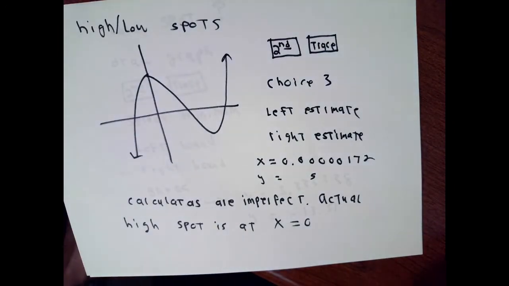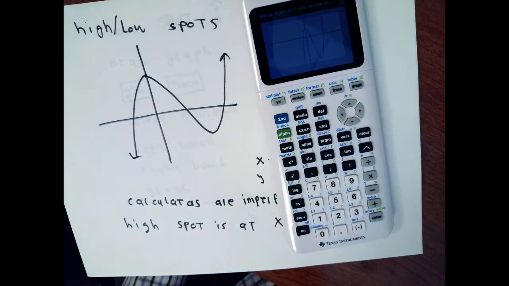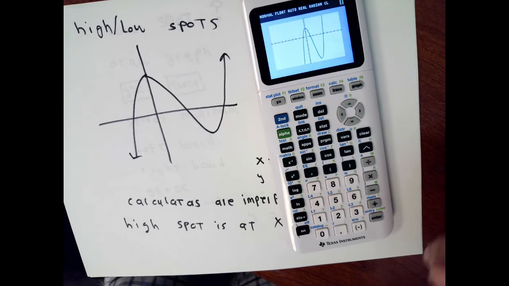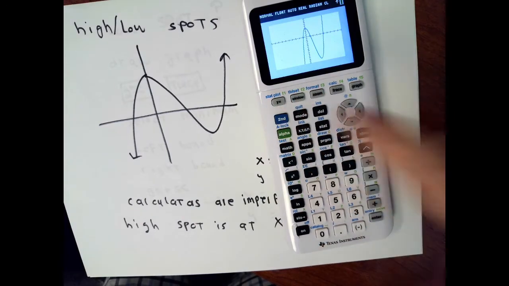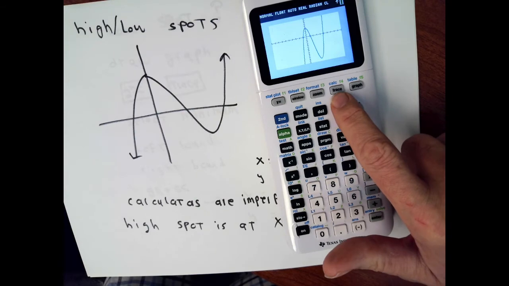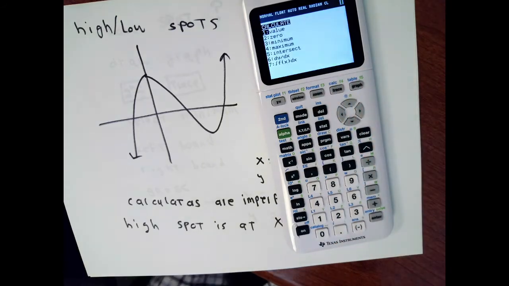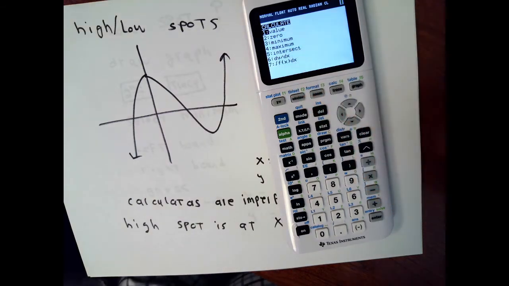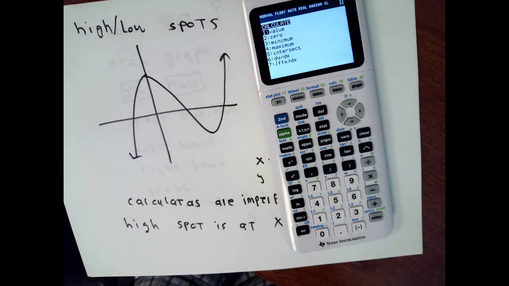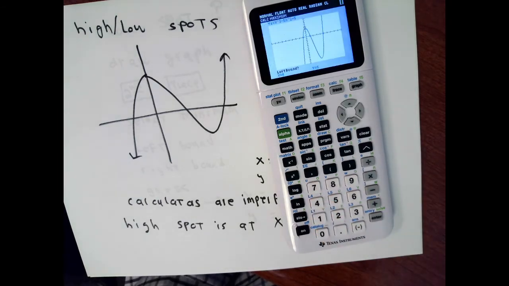Firstly, we're going to find the high and the low spot. So I'm going to say second. If you look at the trace button in blue up above it, it says calc. So I said second, and I'm going to press the trace button, and this gives me various calculations that I can do. I want to find a maximum. This is choice number 4 on my screen here. So press 4, and it's going to ask you for some stuff.